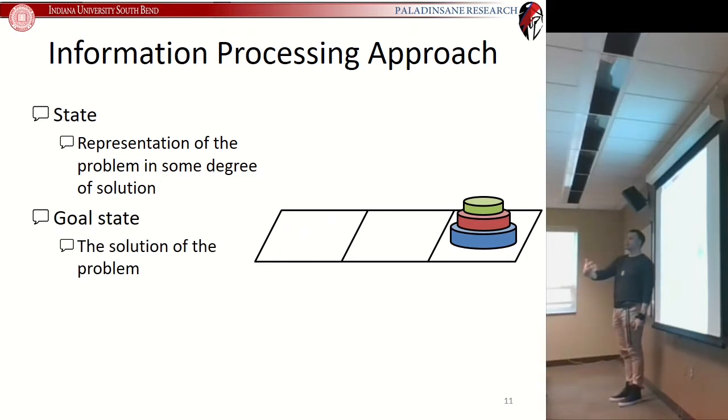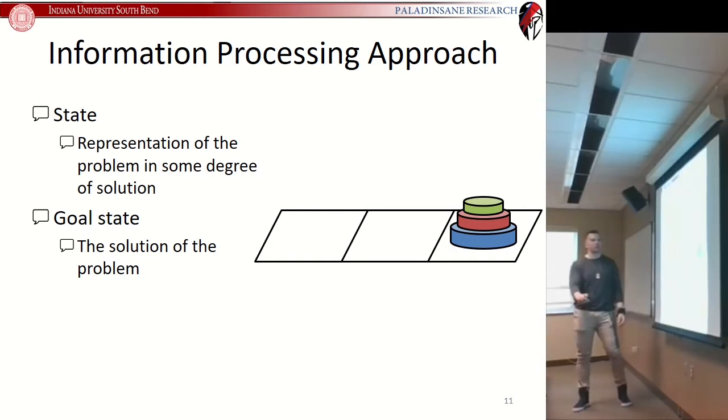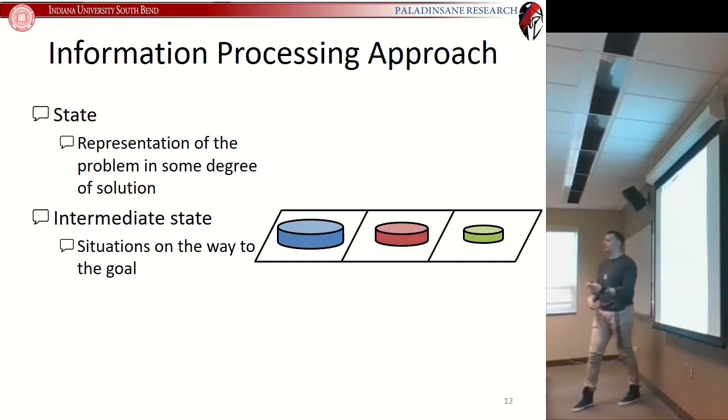That is where you're trying to get to. That is the goal of the problem. Once you reach the goal state, problem solved. That is literally the solution to the problem. And then in between those are intermediate states, and this is the problem at various levels of solution, right?